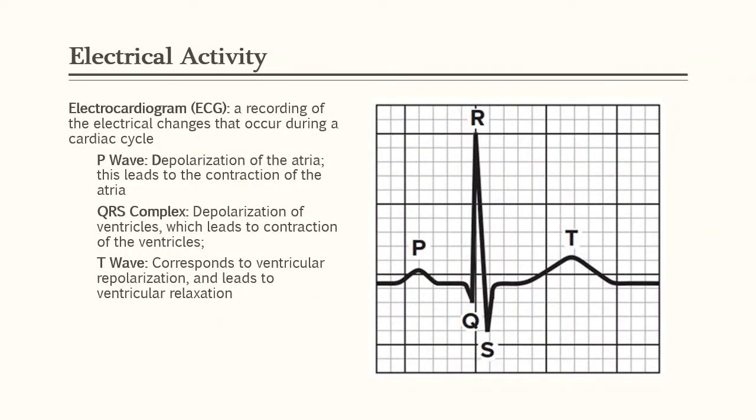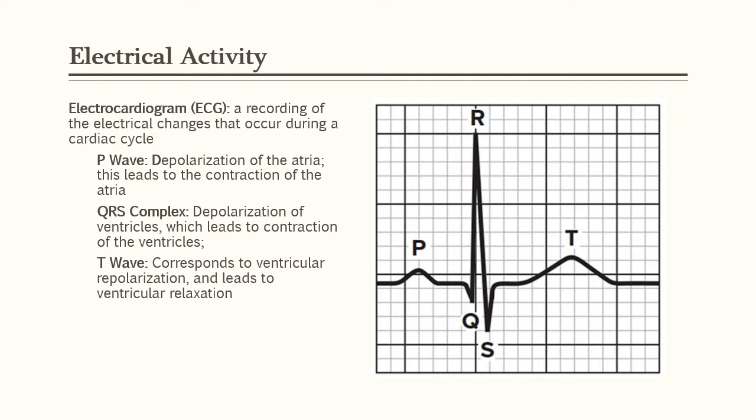So first, let's discuss the electrical activity of the heart. We need to understand that the heart is made of two types of tissues: contractile tissue, which has the ability to contract and relax, and conductive tissue, which has the ability to generate electrical impulses and initiate action potential. The electrical activity of the heart can actually be recorded. So an electrocardiogram is a recording of the electrical activity of the heart.